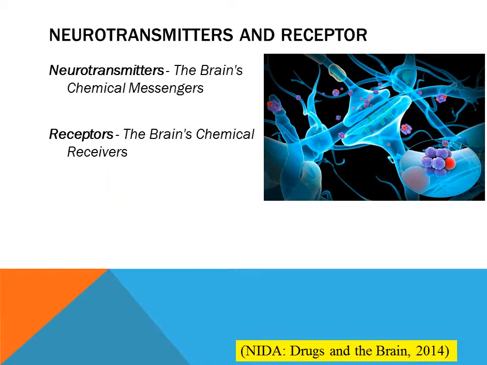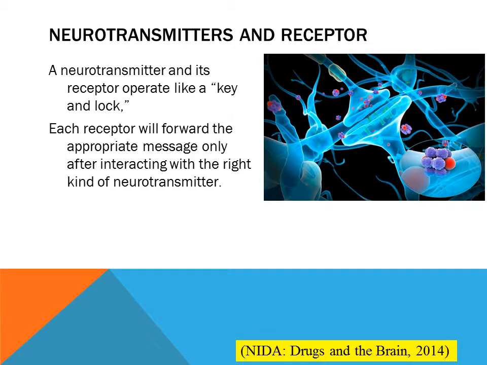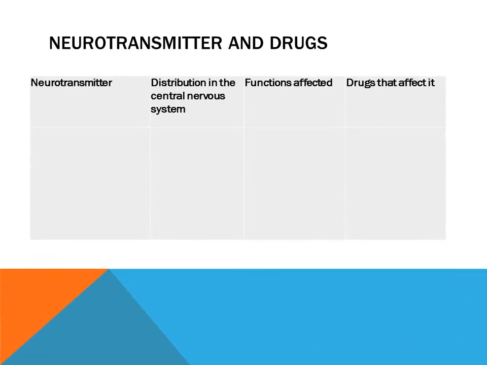We'll now talk about neurotransmitters and receptors. The neurotransmitters are the brain's chemical messengers, whereas the receptors are the brain's chemical receivers. The neurotransmitter and its receptor operate like a lock and key. Each receptor will forward the appropriate message only after interacting with the right kind of neurotransmitter. Next, I will discuss specific neurotransmitters, where they are distributed in the central nervous system, what functions are affected by them, and what drugs affect that particular neurotransmitter.